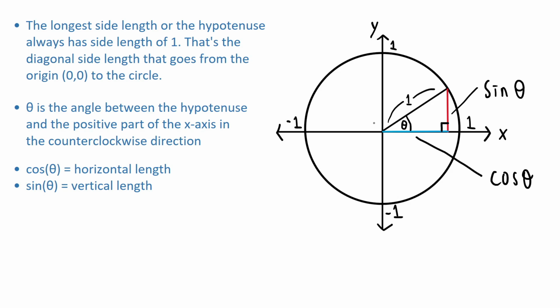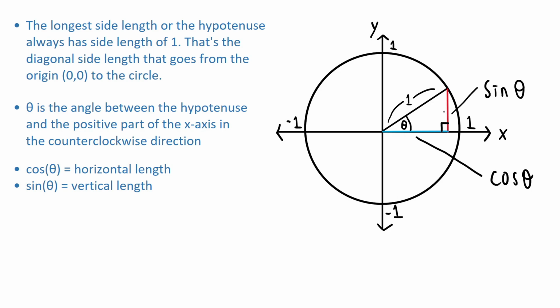If we were to inscribe a right-angled triangle inside the unit circle and the x-axis as shown in the diagram, with some angle theta between the longest side length, the one with the side length of 1, and the positive part of the x-axis in the counterclockwise direction, then sine of theta is the height of the triangle, or the side length shown in red.